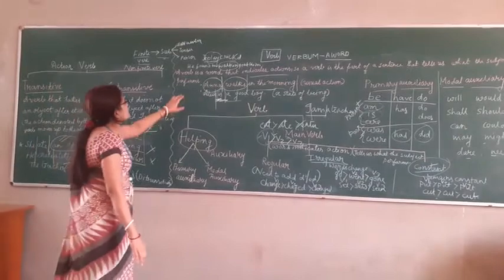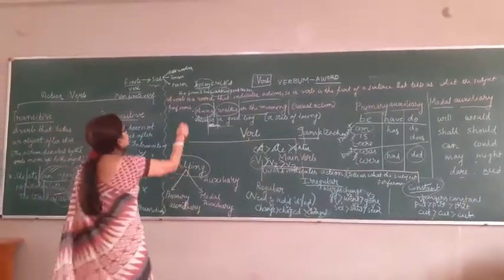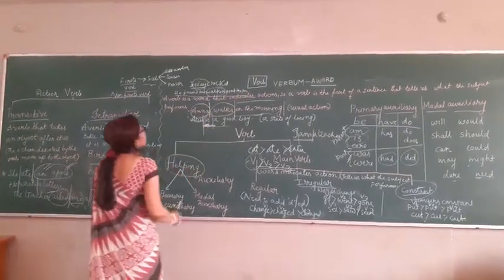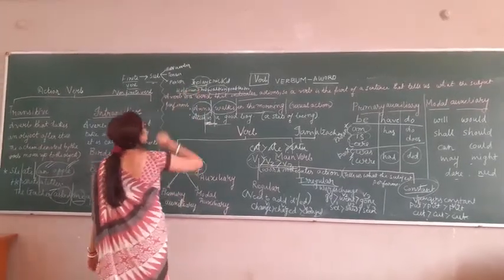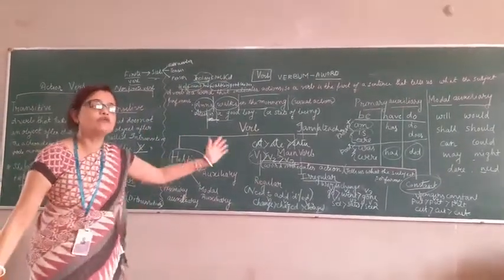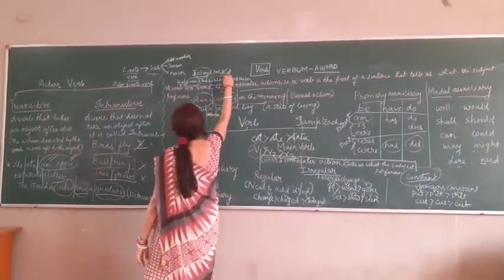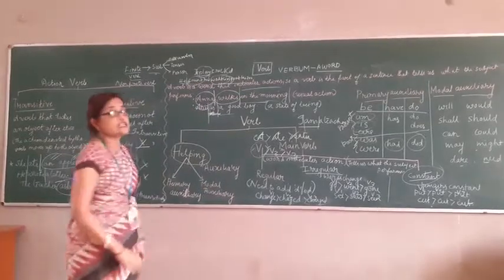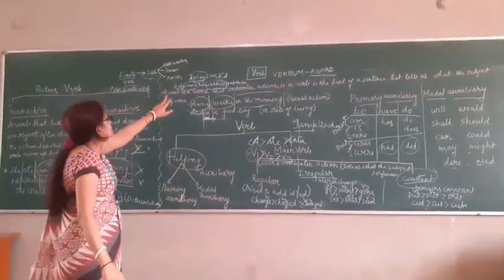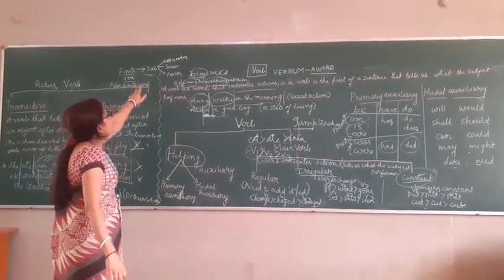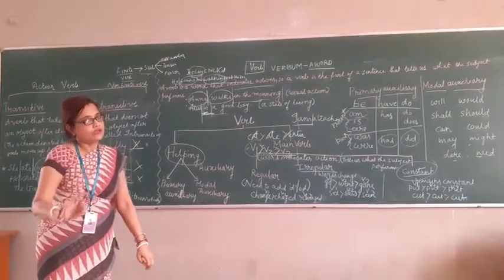Non-finite means, here you can see another example I have written. He found me walking out the door. He found me. He found. Here found agrees with the subject he. He is the subject. But walking is another verb which doesn't agree. He found me walking out the door. Walking doesn't agree with the subject he. It is called the non-finite form.